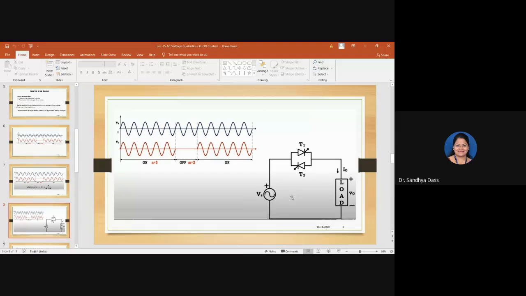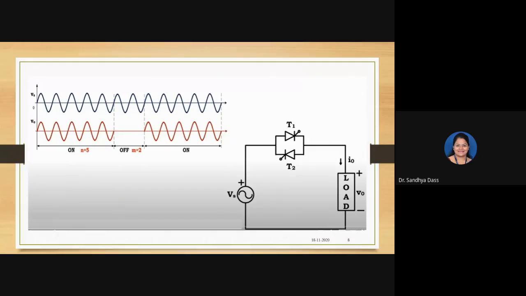So this is the circuit used for that. How do you do that? This is a circuit for that. For however many cycles you want to keep the supply connected to the load, you are triggering or turning on the thyristors here.